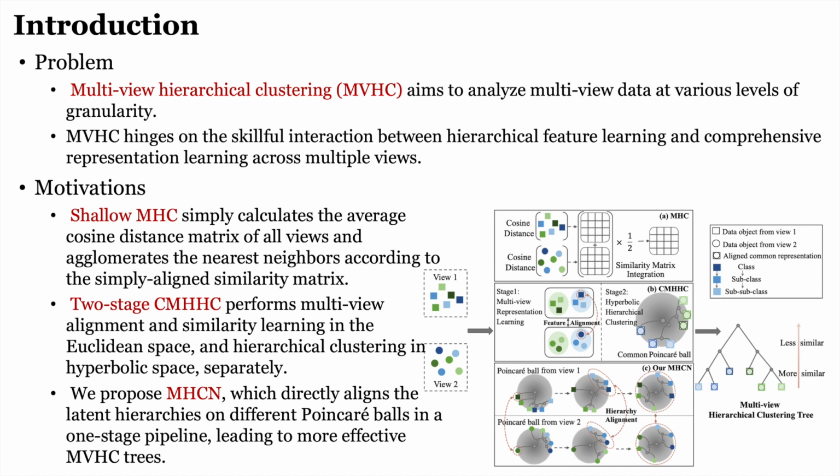To address these issues, this paper proposes the multi-view hierarchical clustering network MHCN, which directly aligns the latent hierarchies on different Poincare balls in a one-stage pipeline, leading to more effective multi-view hierarchical clustering trees.